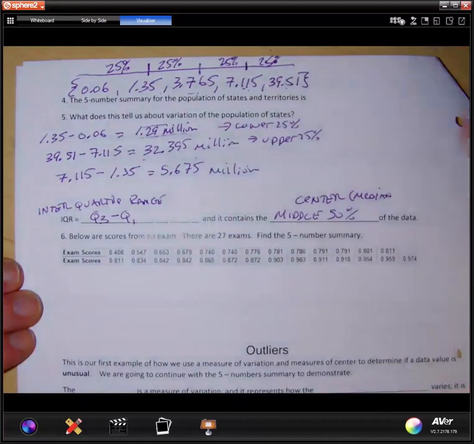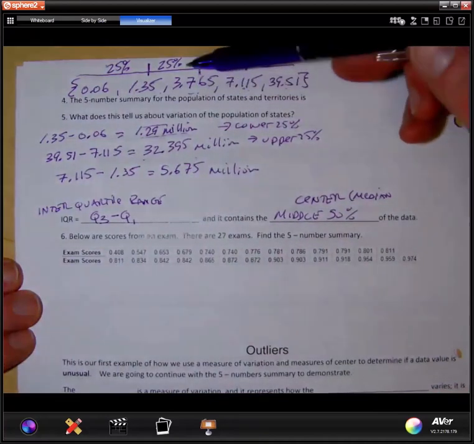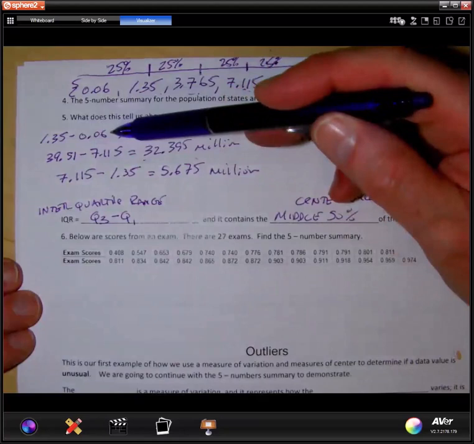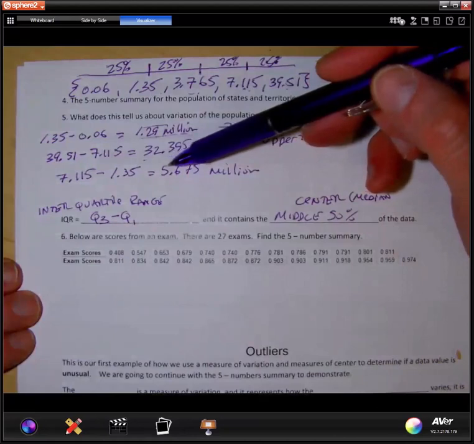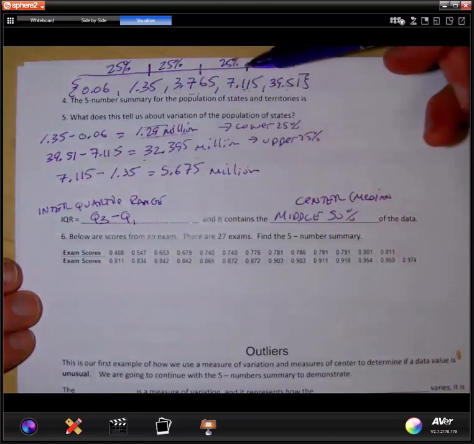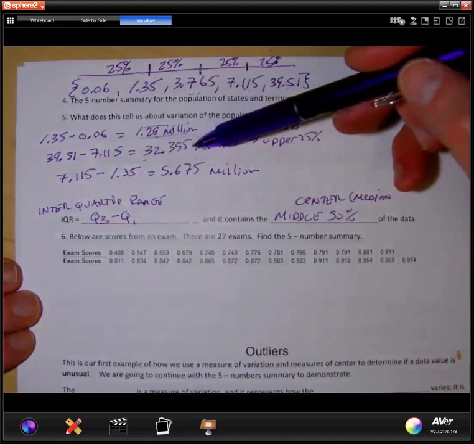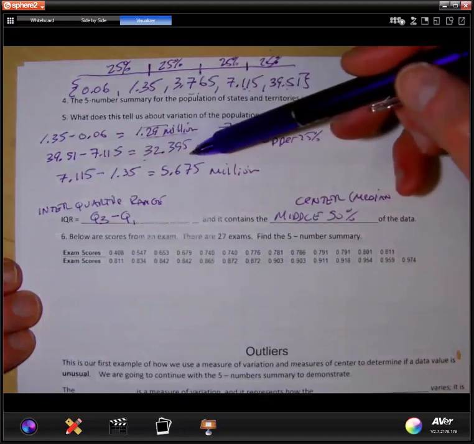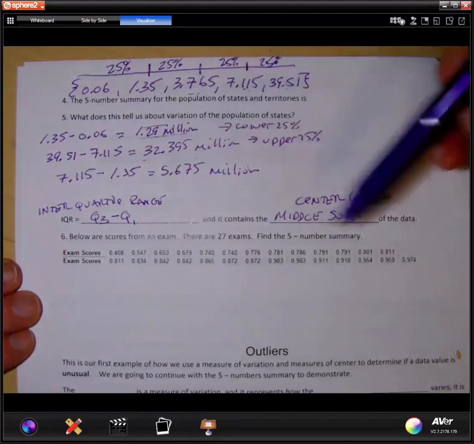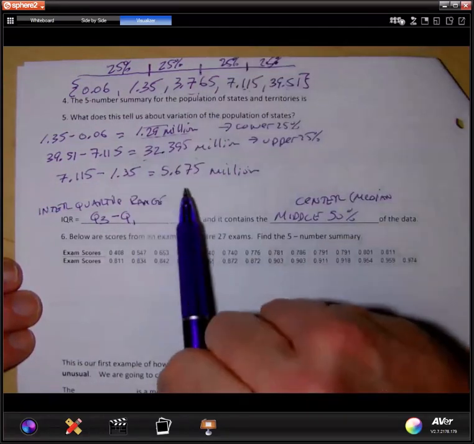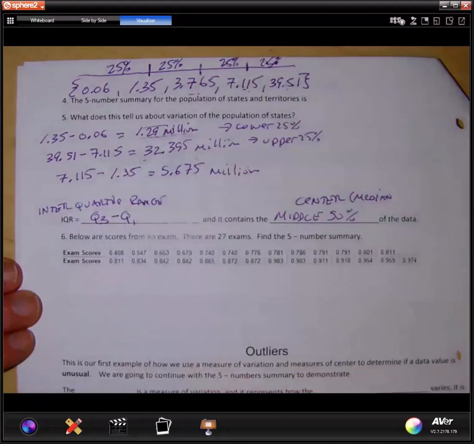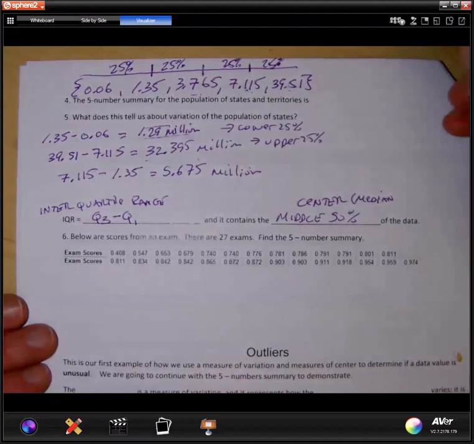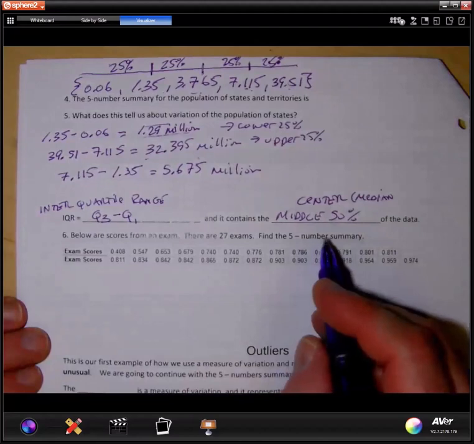So what does this tell me? The first 25% is very tight. The middle 50% has a range of 5.675 million, but the upper 25% has a range of 32 million. Again, I can see that the variation in the upper range is huge. And also notice that I can use this center, this IQR, as we're going to see, as a ruler. But before we do that, let's just do one more time, finding the 5-number summary.